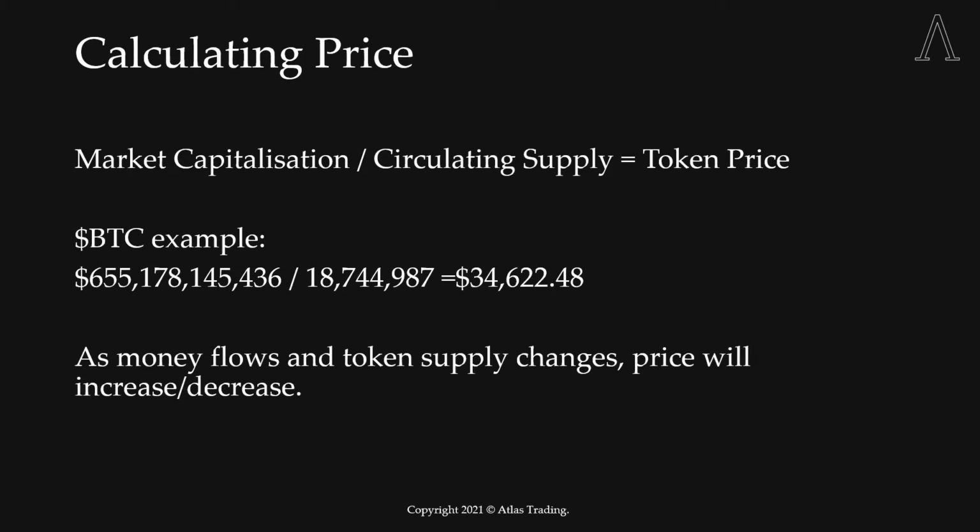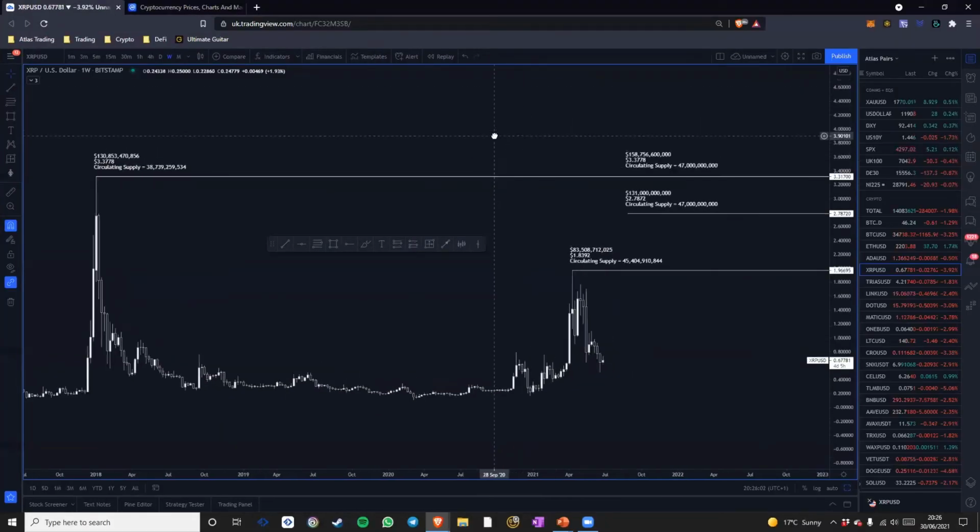Okay. So as money flows in and out of that market and of that asset, the token supply changes, and price will increase and decrease. It's sort of just a working mechanism that over a long period of time, you'll be able to see token supply going up, market capitalization hopefully going up with it, which will increase the asset price over time.